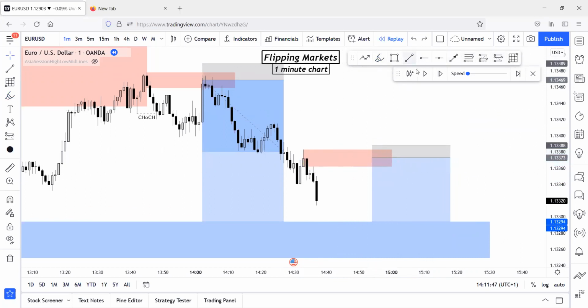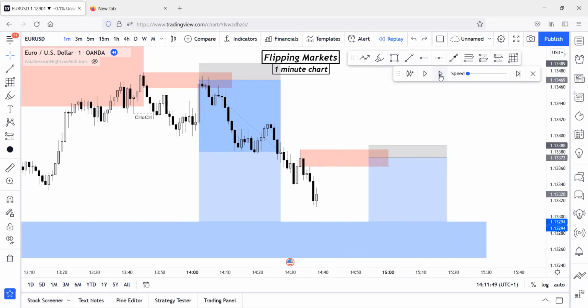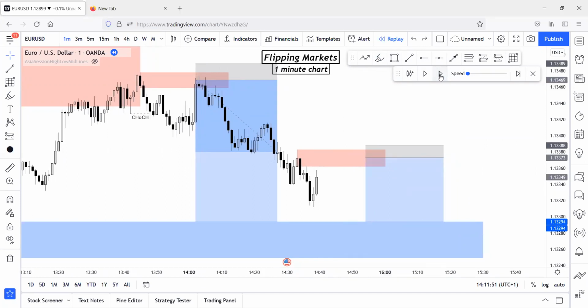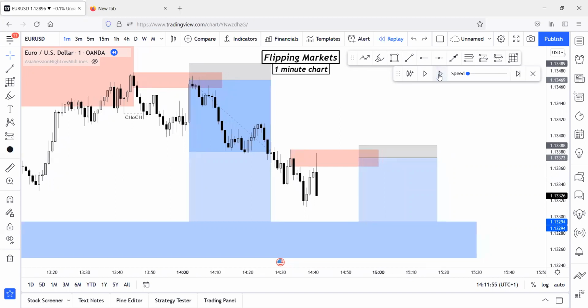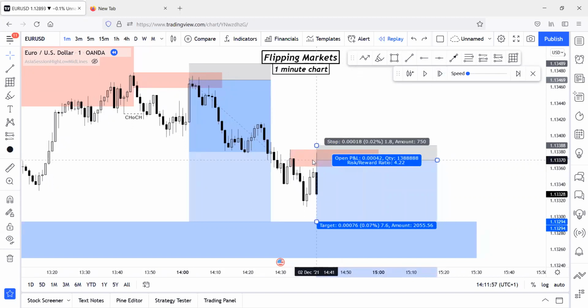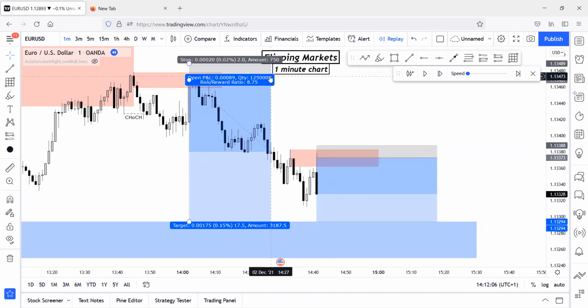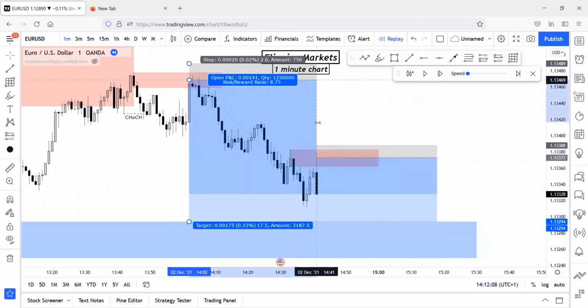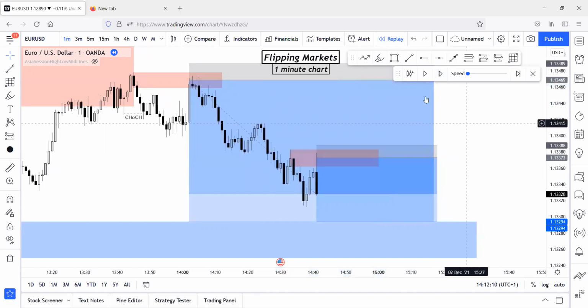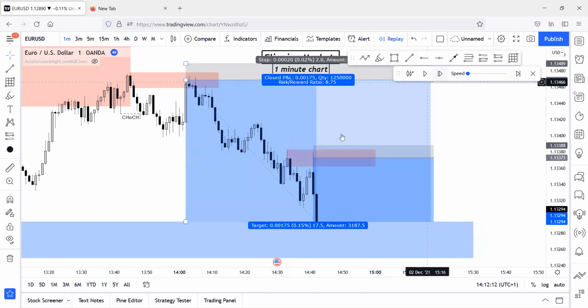Let's see what happens. Play price. Okay, price reacting on the decisional one. Reaction. Okay, and now we are tagged into the trade. I will just extend this zone also. Let's play price. Okay, and TP hit.